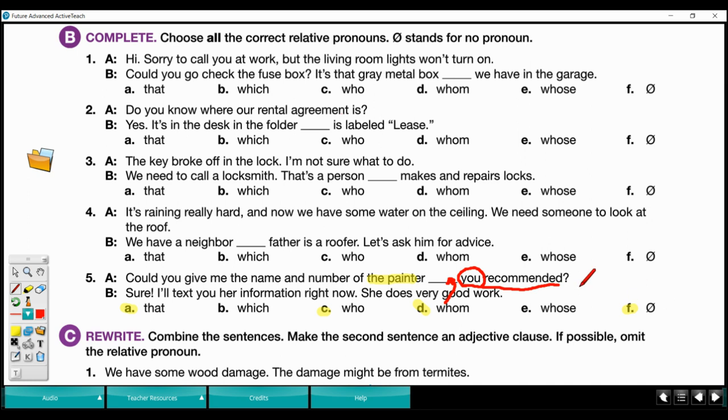And again, I can leave that off because in my clause, I have a subject and a verb. Hope this helps.